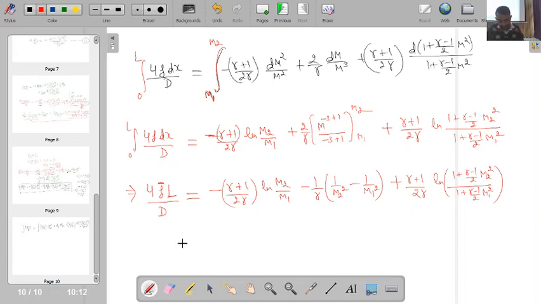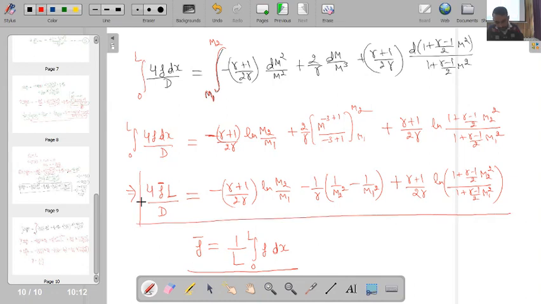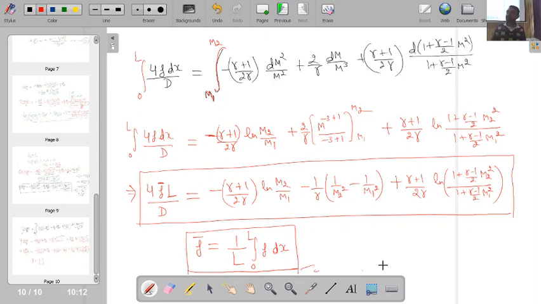Okay. Interestingly, what I am doing, this f bar I am considering as nothing but the average friction factor for the entire length. So it will be a length averaged quantity. So I can write f bar as nothing but 1 by L integral 0 to L of f dx. Is this point clear? Is it clear?